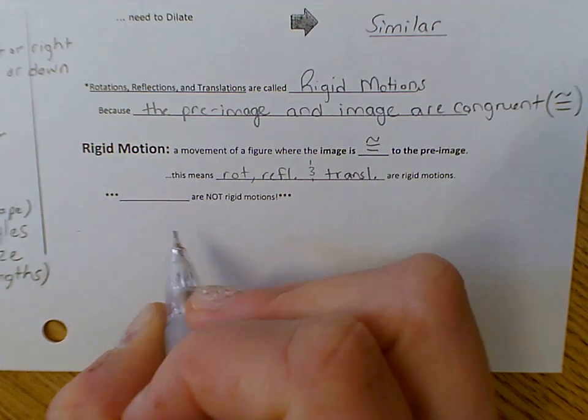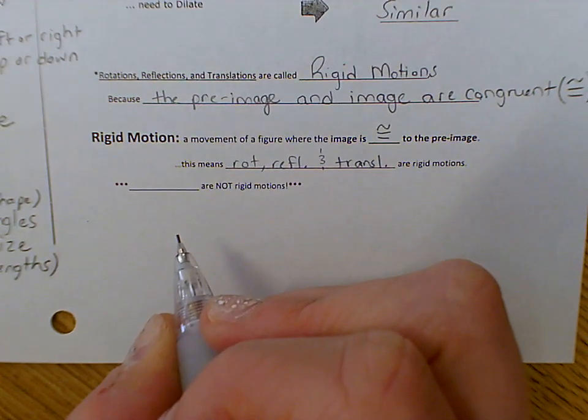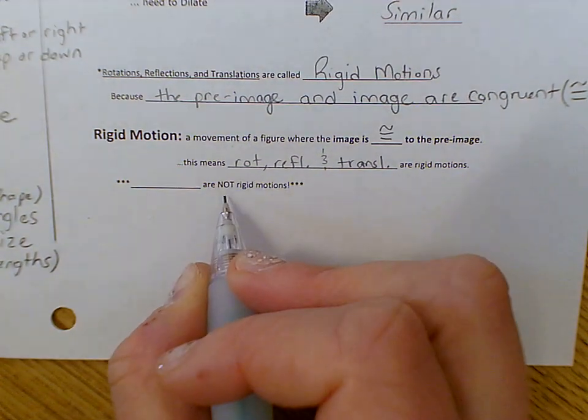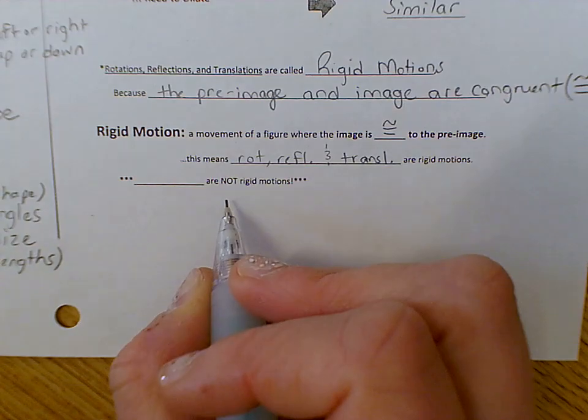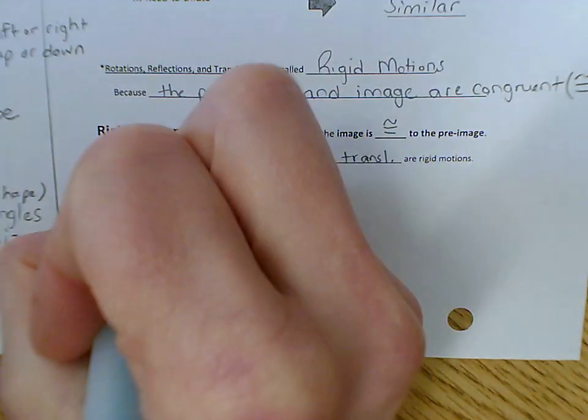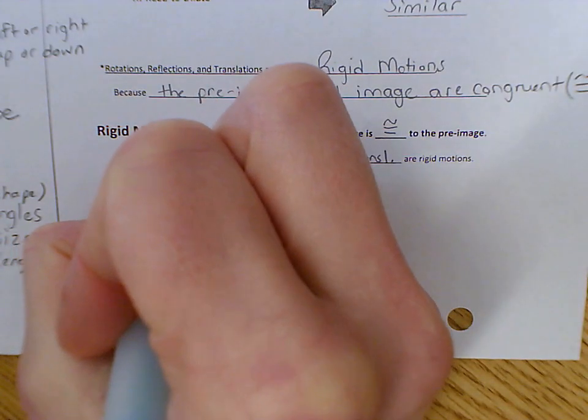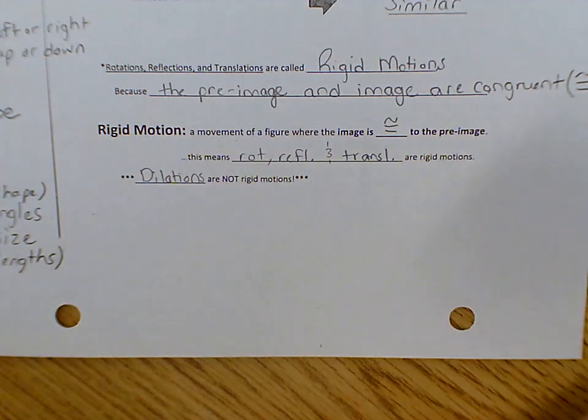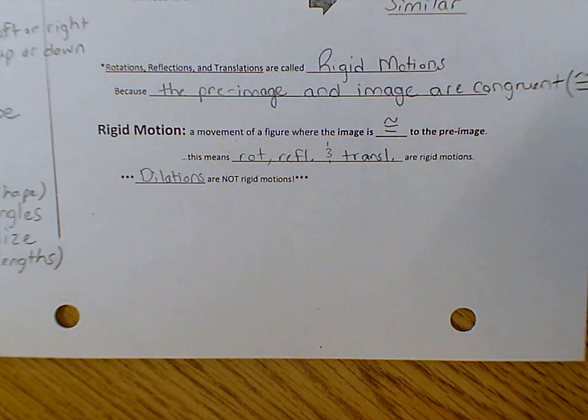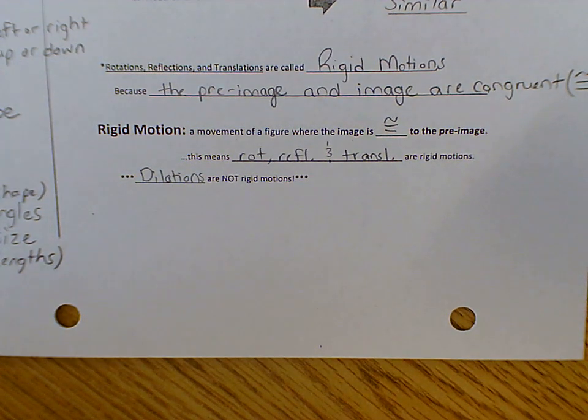And then I wanted you to point out which one would not be a rigid motion, and that would be dilations, because with dilations the size of the shape is changing. That means that with dilations the image and the pre-image would not be congruent, and we talked about how they would be similar instead, which is different, okay?